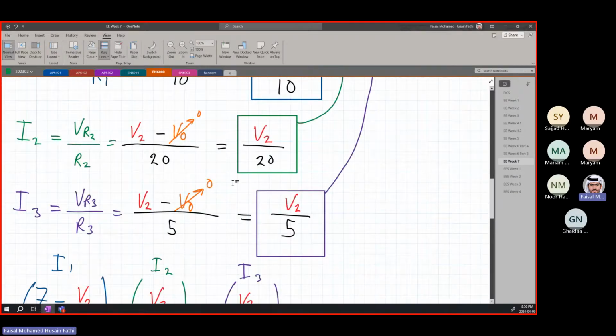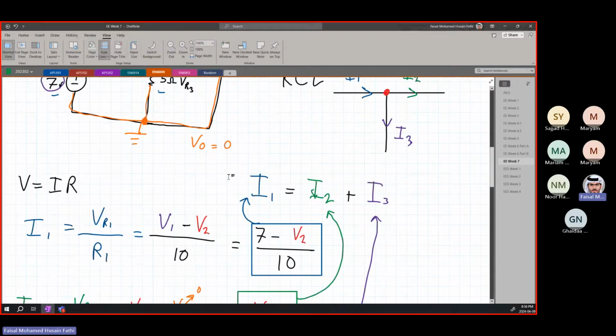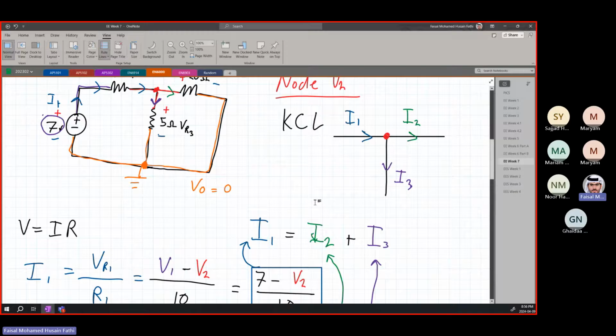instead of doing voltages. So we can find voltages. So in mesh, we are trying to find current, so we are using voltage. In nodal, we are trying to find voltage, so we are using current. All right.